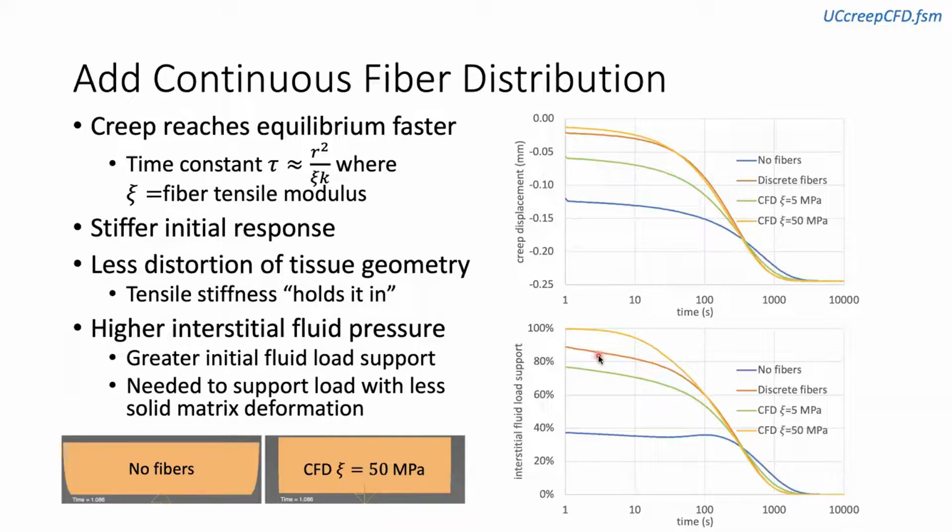And the fluid load support, it rose with the continuous fiber distribution and the fiber modulus of 5 megapascal relative to the no fiber model, but less than the discrete fiber model. But for the continuous fiber distribution here, I'm reaching an interstitial fluid load support of 100%. So that's why it's sometimes useful to understand the importance of incorporating continuous fiber distributions. Once again, we get very similar behaviors as the two discrete fiber families that we had.